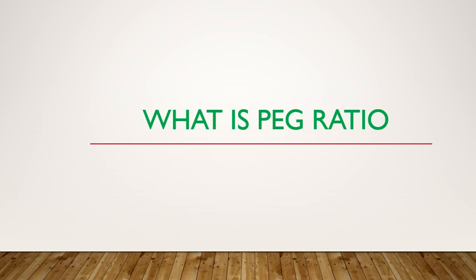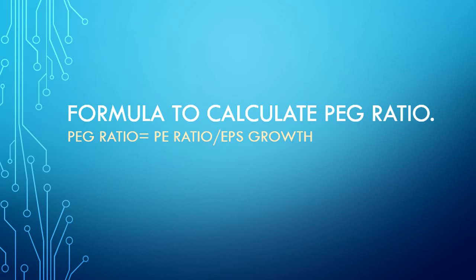Now we'll see what the PEG ratio is, how to calculate it, and what the best levels to consider are. The PEG ratio is used to determine a stock's value and the company's expected earnings growth. And here is the formula to calculate the PEG ratio, that is PE ratio divided by earnings per share growth. If the PEG ratio is less than 1, then the stock is considered to be good to buy.